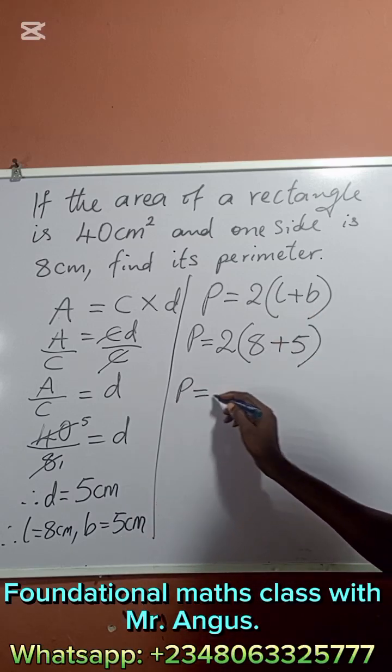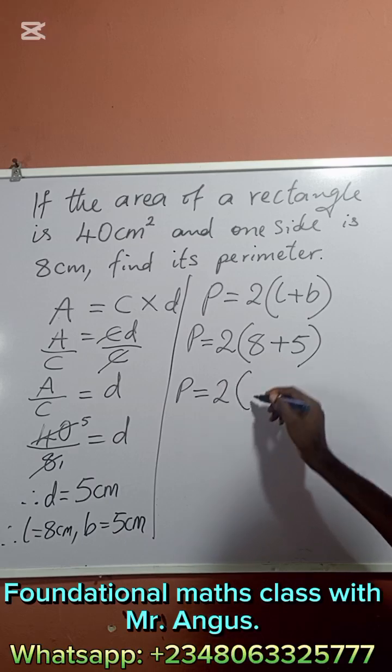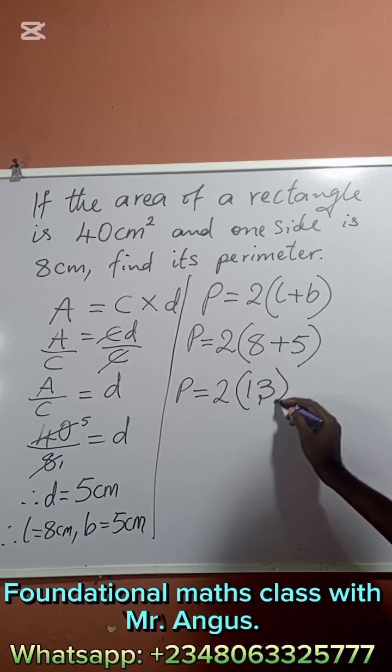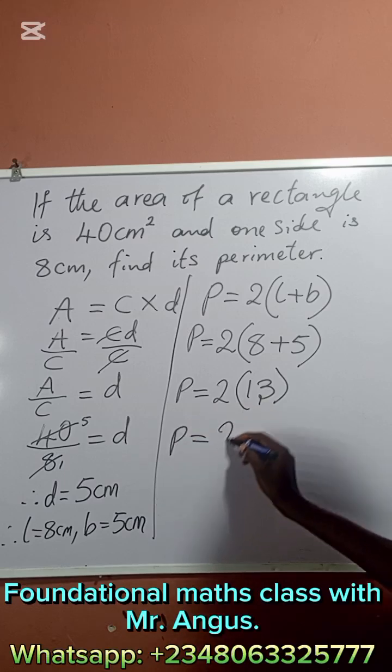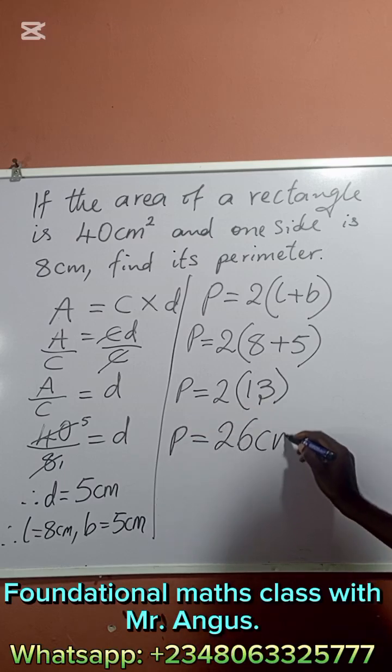So P is equal to 2 into 8 plus 5 is 13. And 2 times 13 will now give us 26 centimeters.